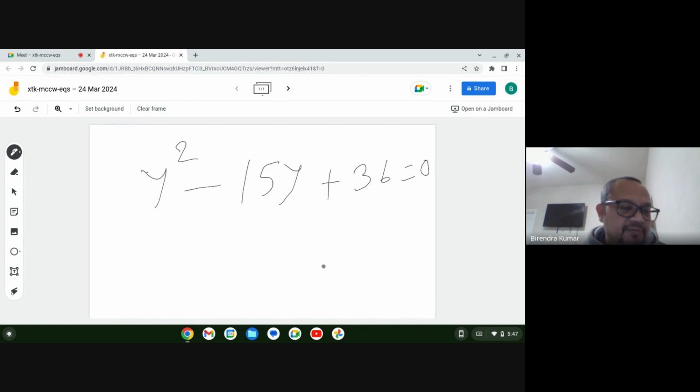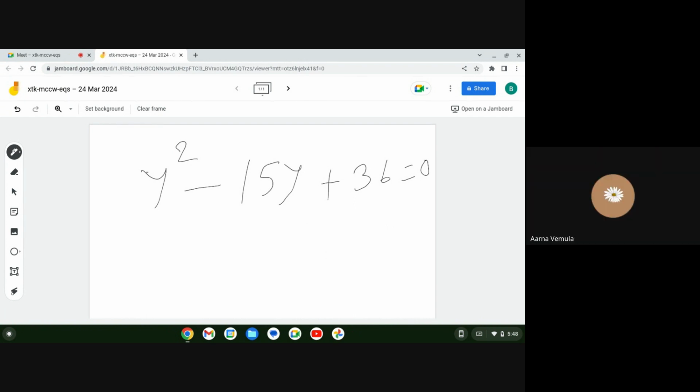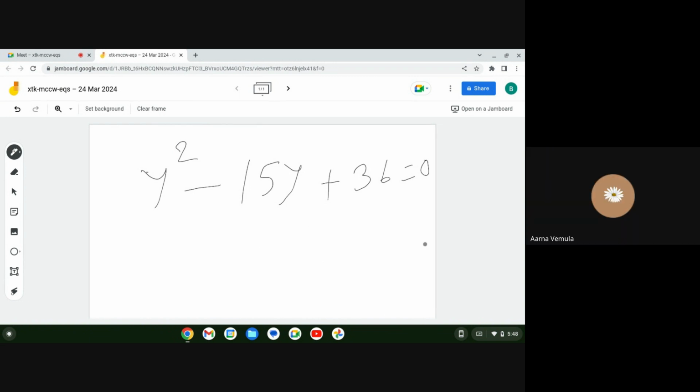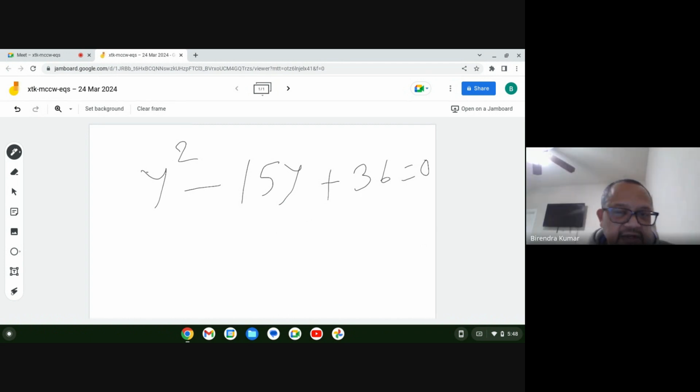I want to know what is the approach. Wait, what do you mean? Meaning how did you solve it? How did you go about solving it? Okay, so for y2, I'd like y15, and then I did y2 minus 3y minus 12y plus 36 equals 0, and that's how I get the answer. Okay, so you got the answer right, and that was correct.